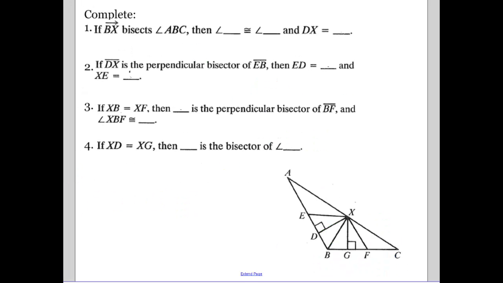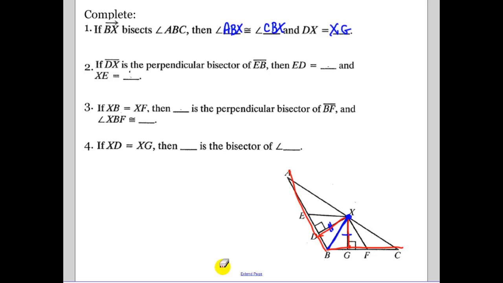Okay, complete. If BX bisects angle ABC, then BX is our angle bisector, so then ABX is equal to CBX. And then X is on my angle bisector. I have a point on my angle bisector that is perpendicular to one side of my angle, so therefore DX is going to be equal to XG. Because X is on my angle bisector, BC is one side of my angle, AB is the other side. When I draw my perpendicular, they're going to be equal to the sides of the angle.